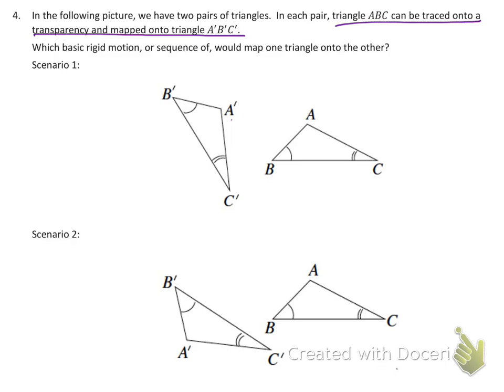So once again, we've got two scenarios here, two different problems. Once again, our ultimate goal is to have every vertex matched to its corresponding vertex. And so we really want to start by just matching one pair of those. So you really have your choice. And so that would be a translation.